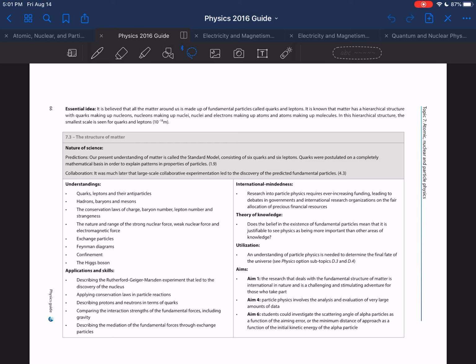Hello everyone! In this video we will continue to examine topic 7.3, the structure of matter, and in particular we will begin to unpack Feynman diagrams.